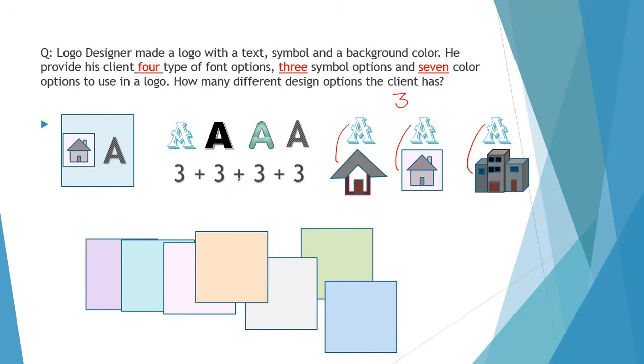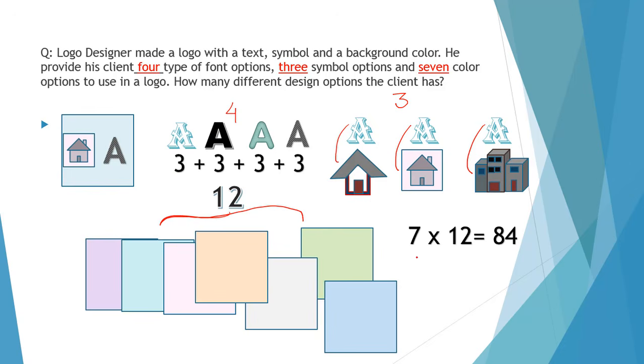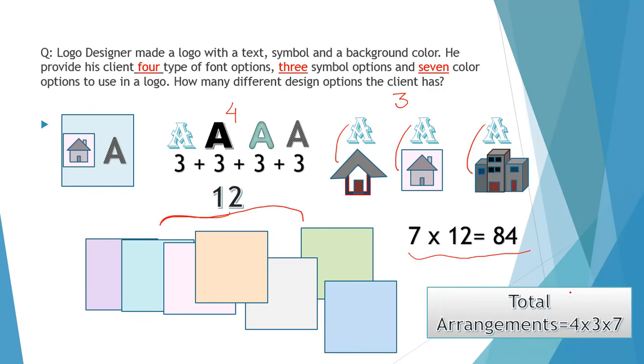4, 3 times gives us 12. And for each of these 12 combinations, we have 7 background options. Adding 7, 12 times, 7 into 12, and all the possible ways of combining them is 4 into 3 into 7.